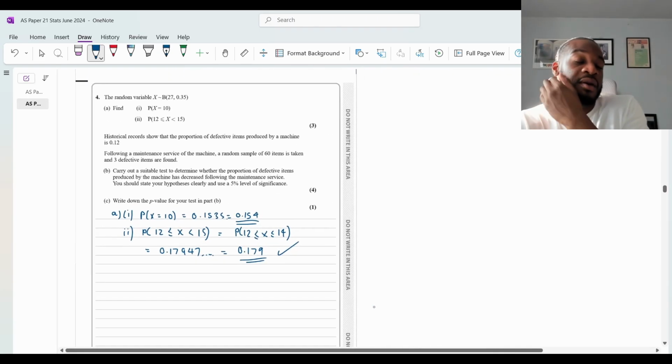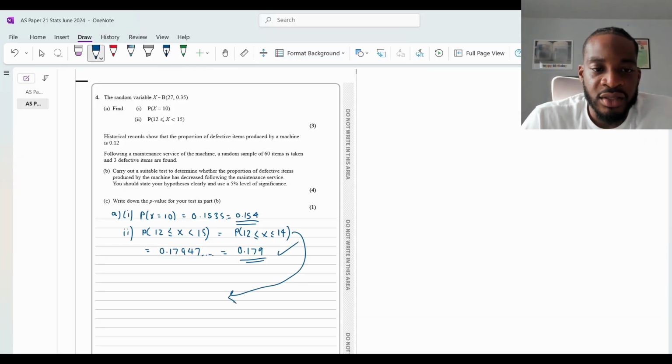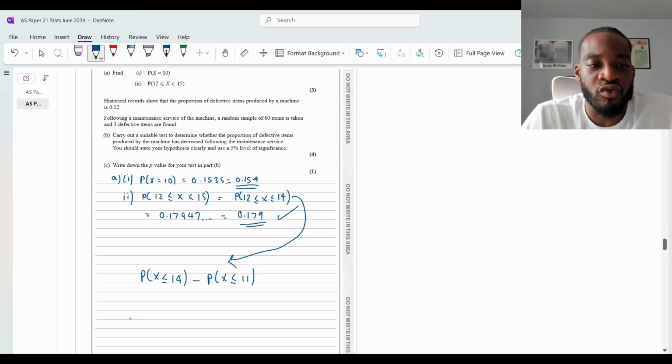If you don't have the CG50, maybe you're using the ClassWiz, then you're going to have to just do it to the left. So what I'll do is I'll just do it like this. To calculate that probability, that is just going to be the same as calculating the probability of X being less than or equal to 14, and then you would take away the probability of X being less than or equal to 11, just to get the region between 12 and 14.